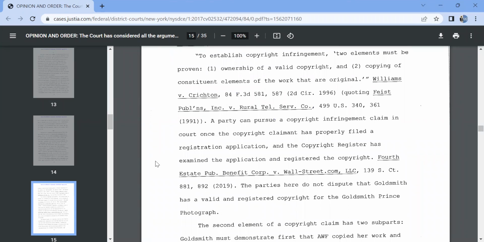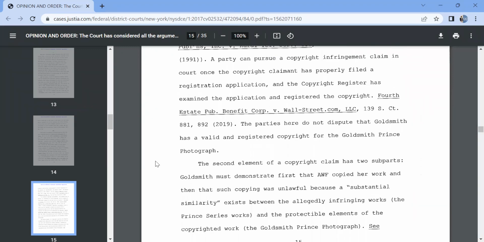First, ownership of a valid copyright. Second, copying of constituent elements of the work that are original. A party can pursue a copyright infringement claim in court once the copyright claimant has properly filed a registration application and the Copyright Register has examined the application and registered the copyright.